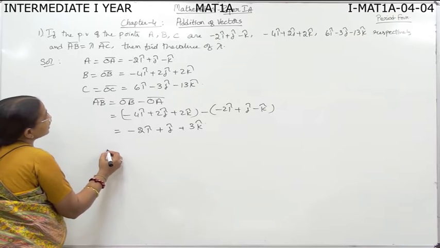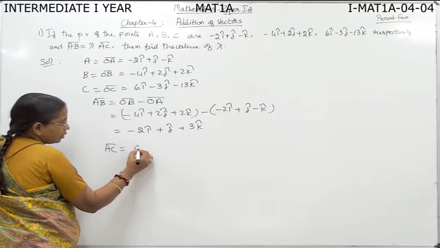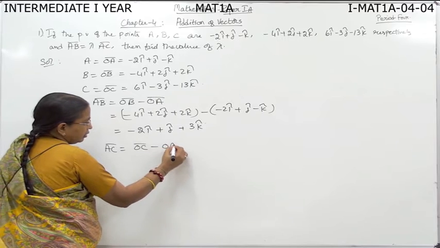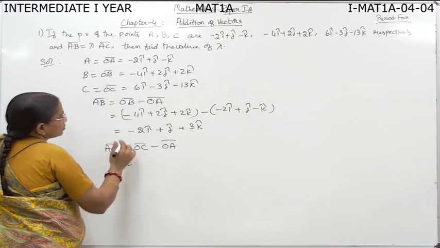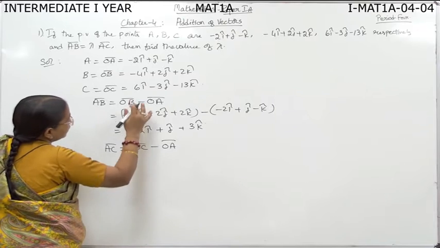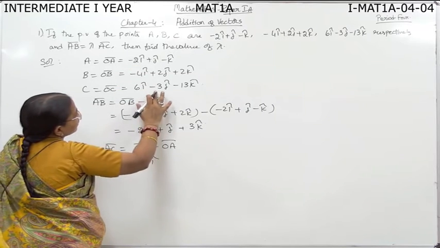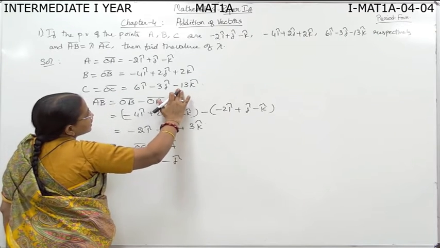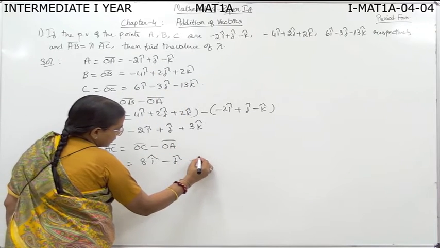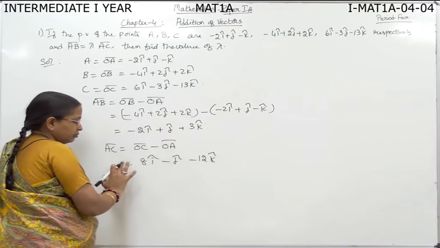Next is AC vector. What is AC vector? OC minus OA. So subtract in the same way. OC minus OA. I am directly writing it: 6 plus 2, that is 8i. And then minus 3 minus 1, so minus 4j. And then minus 13 plus 1, so minus 12k. So just simplify like this, you will get AC.